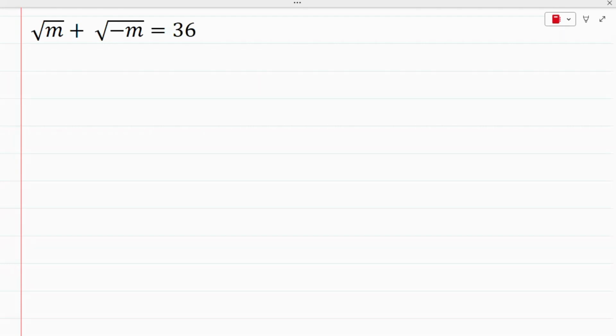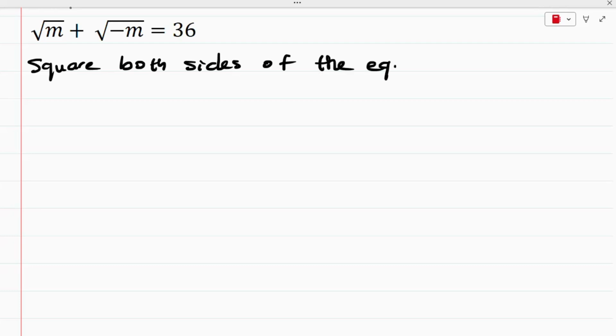So we have this question here that says the square root of m plus the square root of negative m is equal to 36. So guys, the first thing you want to do is to simply square both sides of the equation. So we have the square root of m plus the square root of negative m, all squared, is equal to 36 squared.